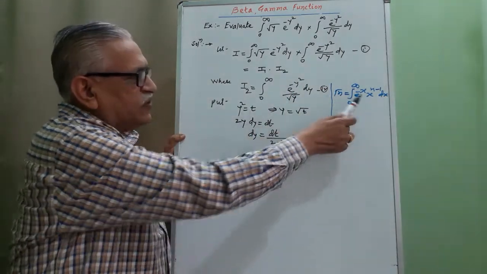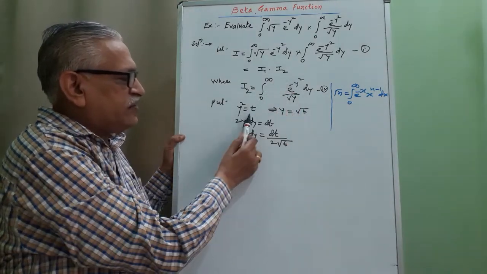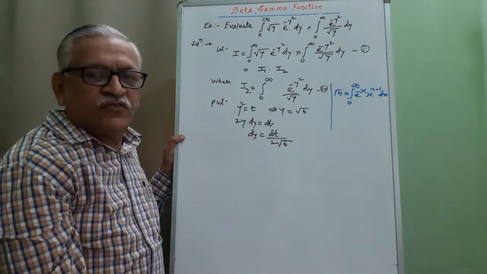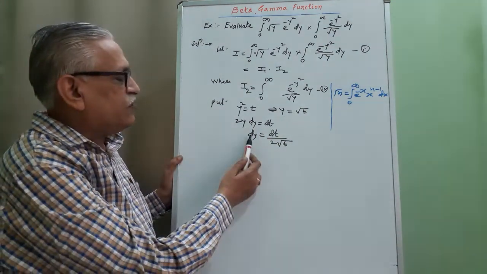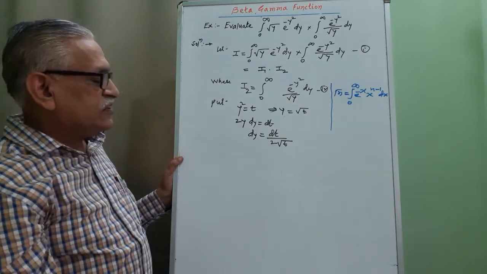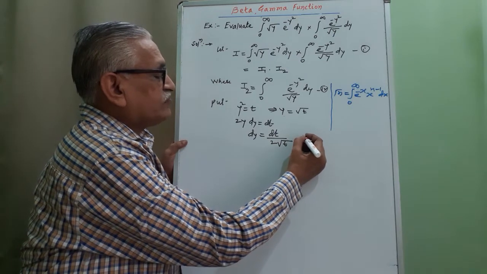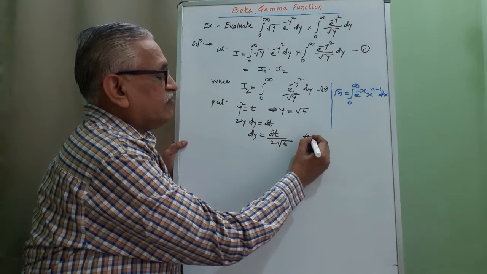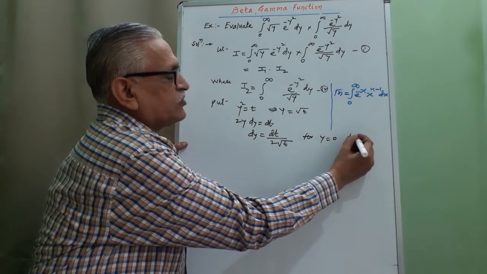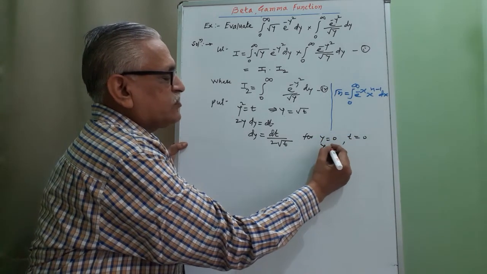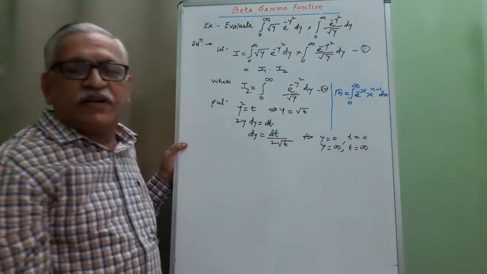And then to convert in the form of gamma, we use the same substitution, y square as t. Taking square root we get y is equal to root t. Differentiating it we get 2y dy equals dt, therefore dy is equal to dt divided by 2 root t, and the new limits: for y equal to 0 we get t equal to 0, and for y equal to infinity we get t equal to infinity. Limit remains the same.